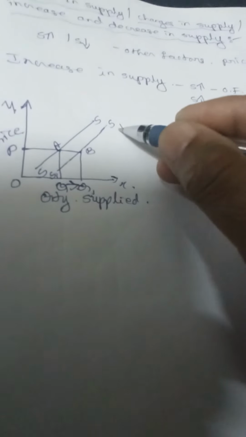Even though the price is the same, the supply increases due to change in other factors, and that will be shown by new supply curve S1, S1, and it lies below the original supply curve. There are two supply curves. This is the original supply curve and this is the new. Same price, more is supplied. Why? Because of change in other factors, shown by new supply curve S1, S1.